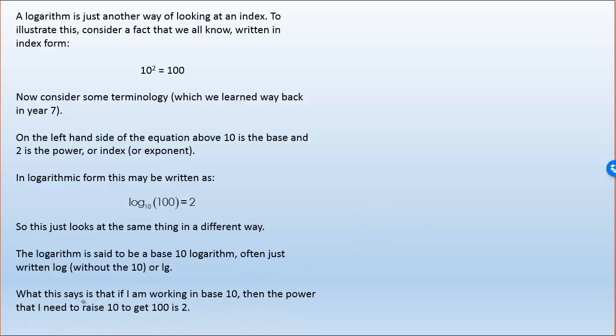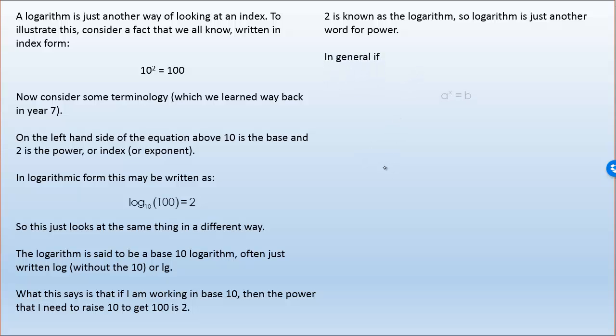What this says is that if I'm working in base 10, then the power that I need to raise 10 to get 100 is 2. I talked about that just now. 2 is known as the logarithm. So logarithm is just another word for power.